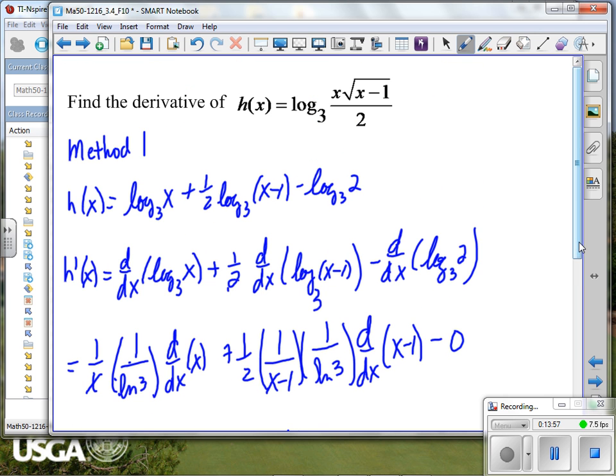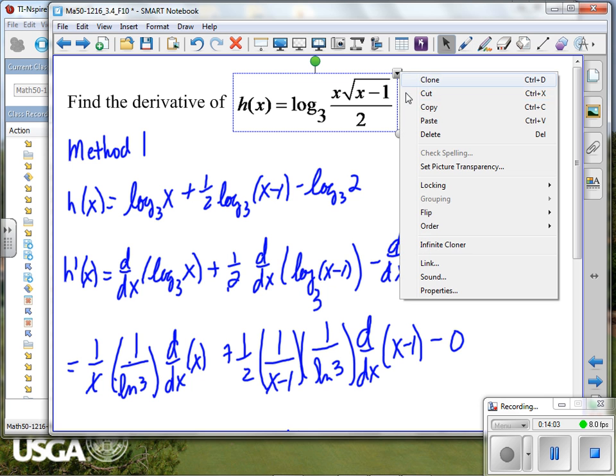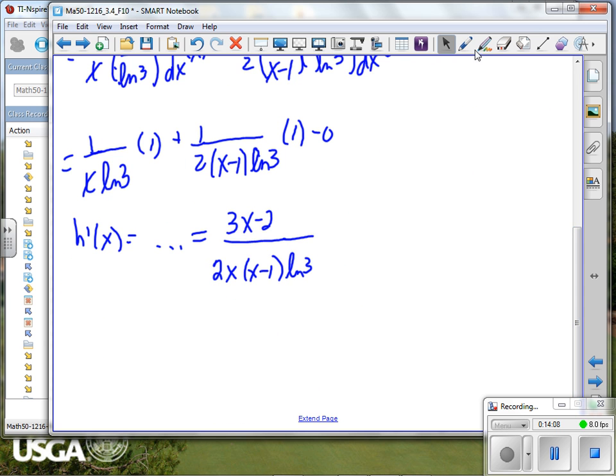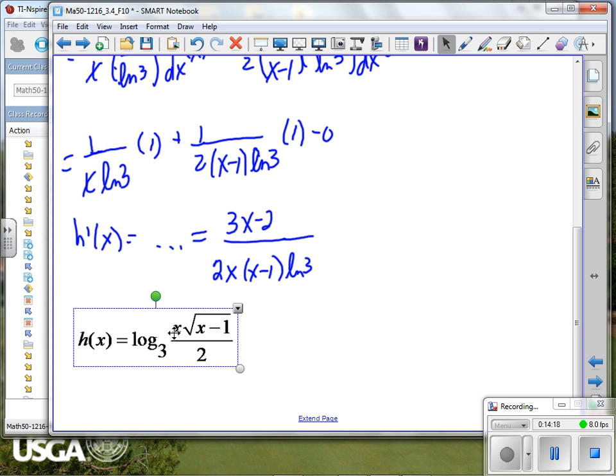Method 2 is, yep, I see that. Thank you. Before that quits, I'm going to hopefully copy that, and we're going to look at method 2. Okay.